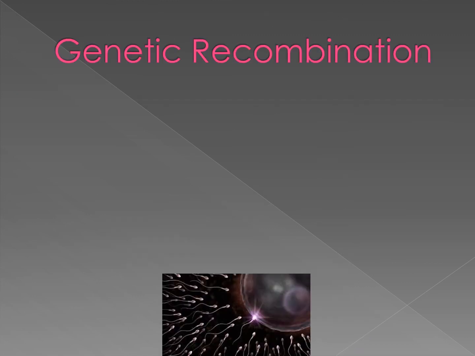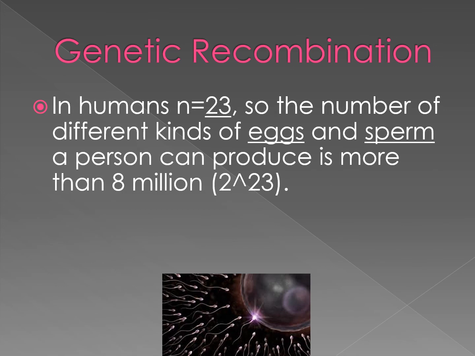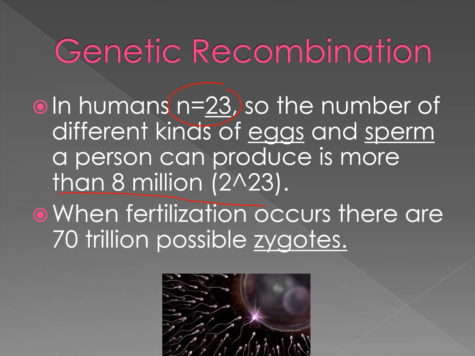So genetic recombination. In humans, remember, our number of chromosomes per cell is 23 for sex cells. The number of different kinds of eggs and sperm this could produce is up to 8 million. And guys, every sperm is different. No sperm is the same. The thing is, when your mom and dad made you, there were 70 trillion possible ways you could have looked. That's a lot.